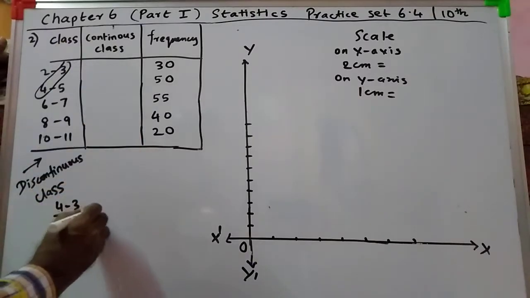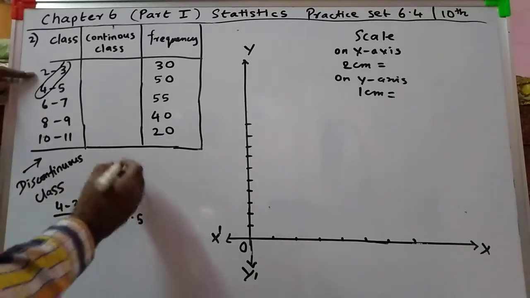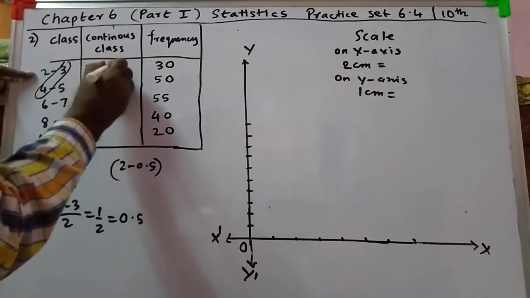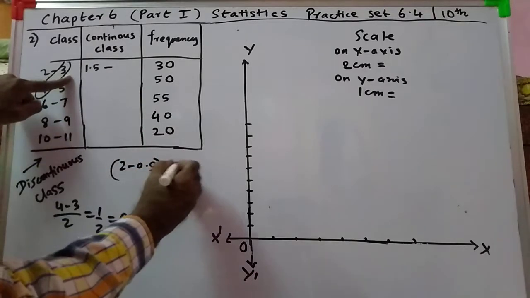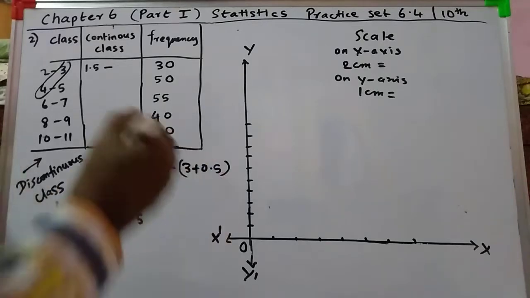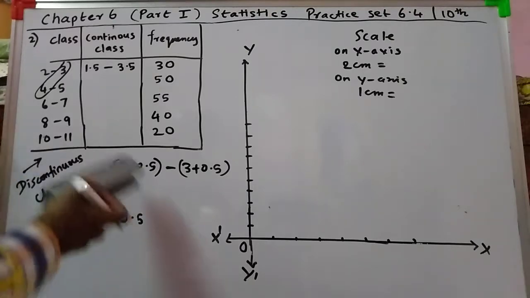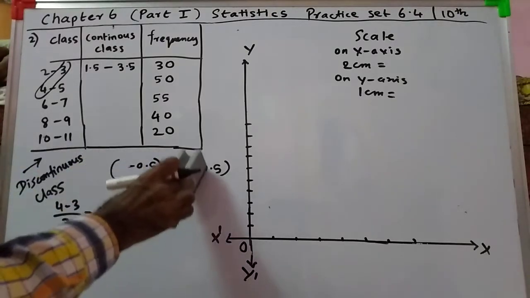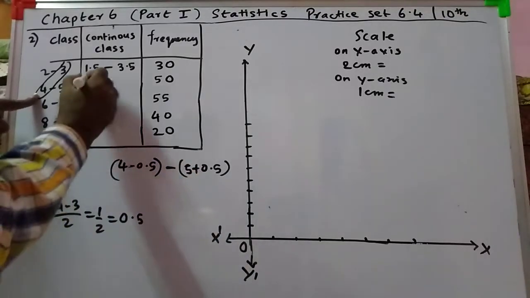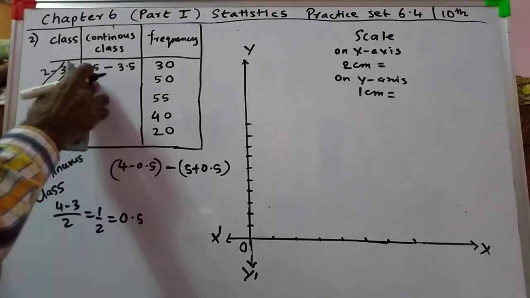4 minus 3 divided by 2. 1 by 2, that is 0.5. And here you have to subtract it: 3 minus 0.5 is 2.5. And here you have to add it: 4 plus 0.5 will become 4.5. In the same way, here also you have to do the same thing.